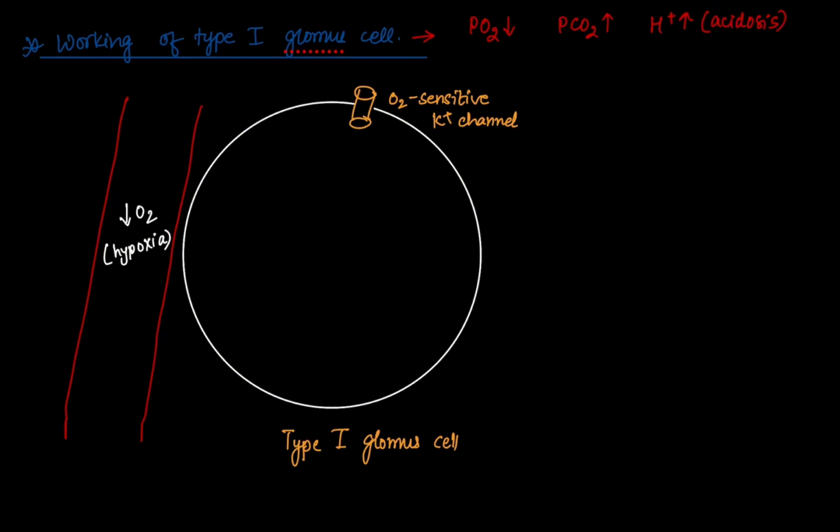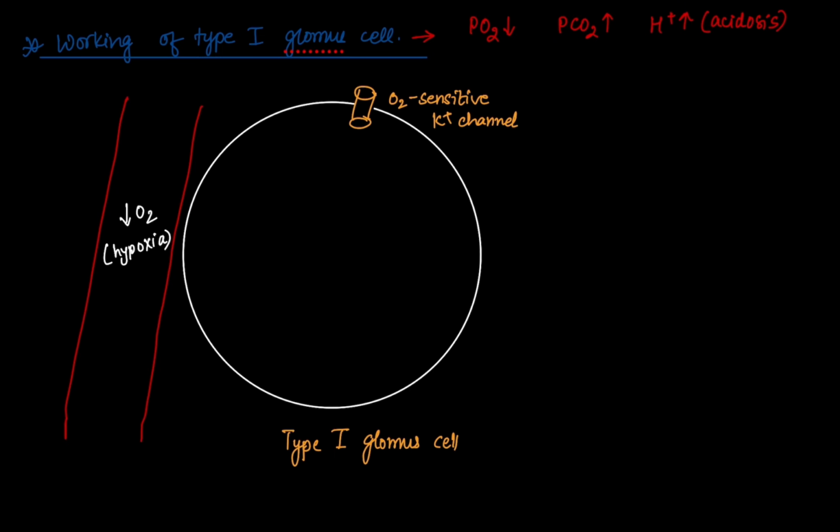Oxygen sensitive potassium channels means that if there is enough oxygen, these channels will remain open, but if there is less oxygen, these channels are going to remain closed. These channels only open when oxygen is adequate. If there is less oxygen, this channel will not open. So remember it like this, okay?